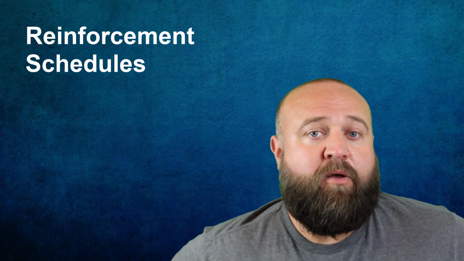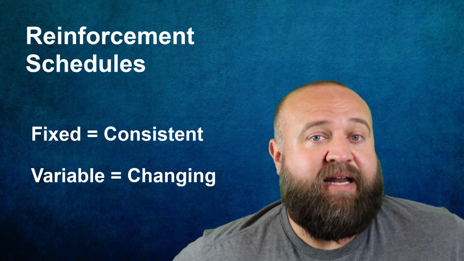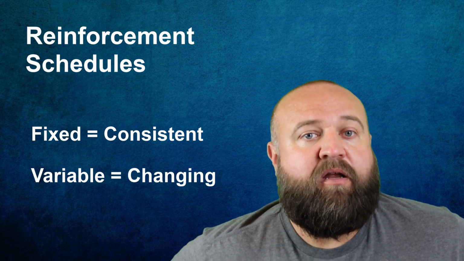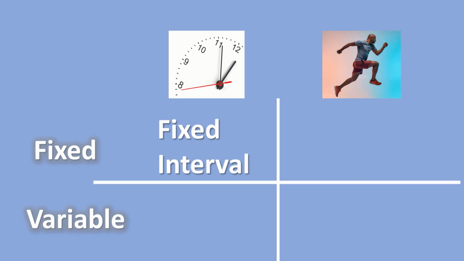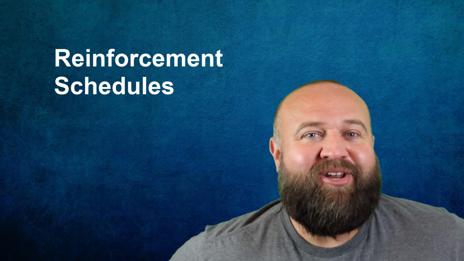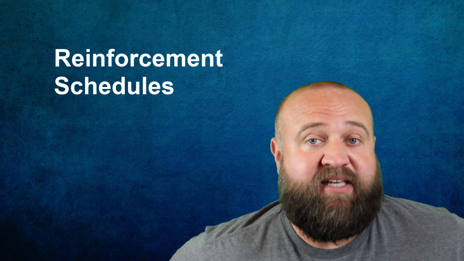something. Both can be further divided into fixed and variable. Fixed means that you are given the reinforcement on a consistent basis. Variable means that you are given the reinforcement on a changing basis that is not consistent. So the 4 types of reinforcement schedules are fixed interval, fixed ratio, variable interval, and variable ratio. Just like I did with the types of operant conditioning, I'm going to describe each of these reinforcement schedules and give you examples of them in everyday life.